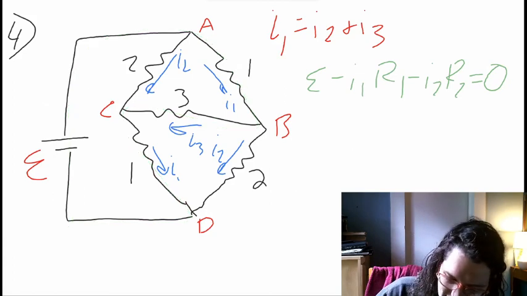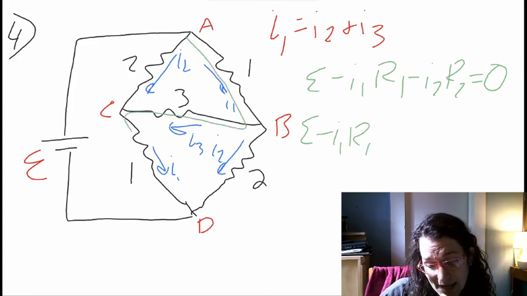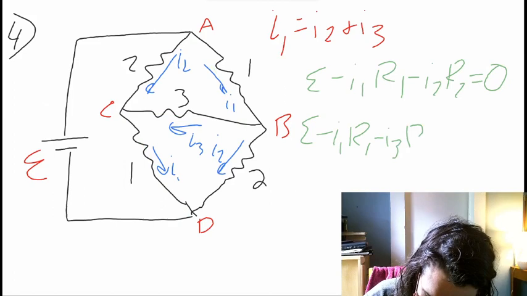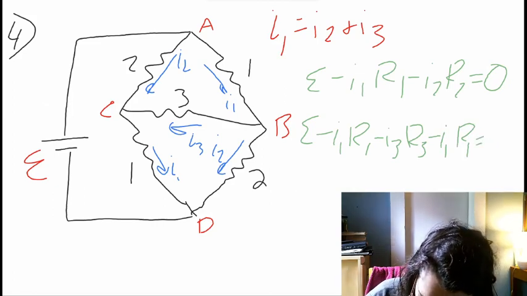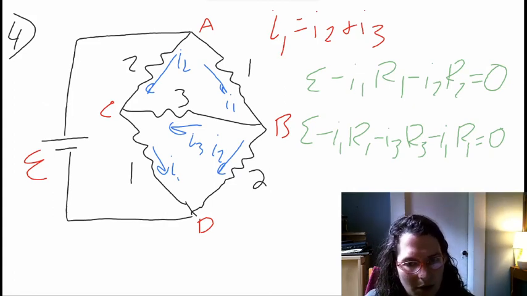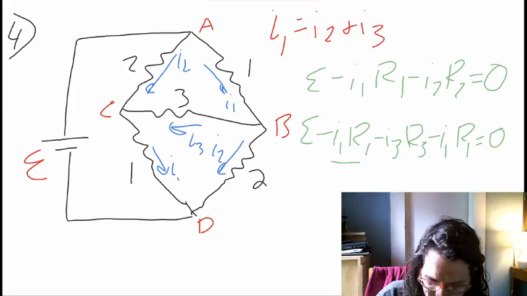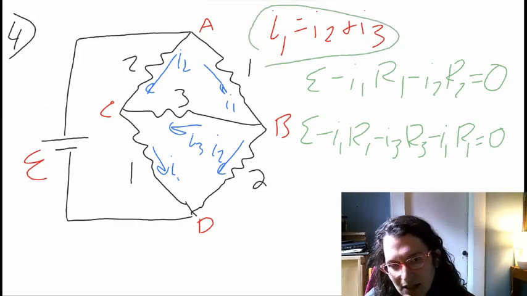So that loop will give me that I have epsilon minus I1 R1, and then minus I3 R3, and then minus another I1 R1, and this is all equal to 0. So you'll essentially have two I1 R1 terms there, which can be combined together. And then again, we can substitute out I1 in each of these equations for I2 plus I3. We'll solve for our currents.